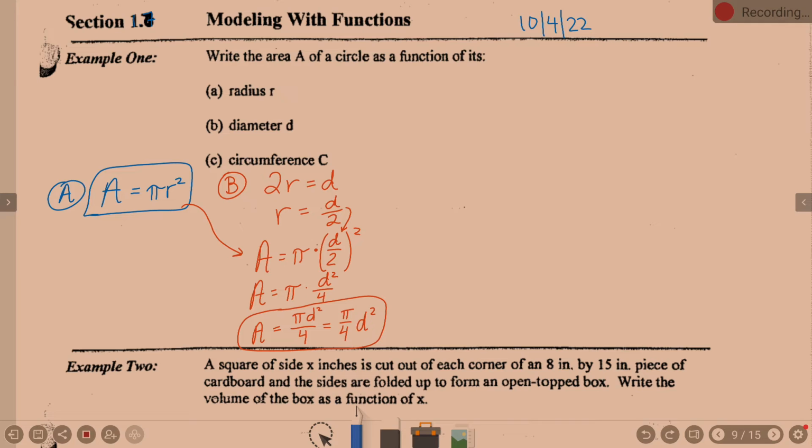And now for part C. I'm going to go up here so I have more room to work. Part C wants us to write the area, but in terms of circumference. Okay, so dig in those brains. What do we know about circumference of a circle? Is it 2 pi? No.